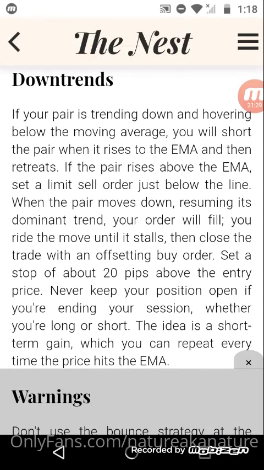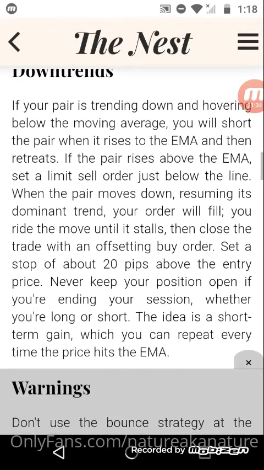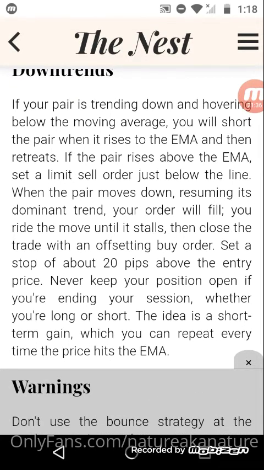So you will wait for the price to rise up, and once price rises up, you set in a limit sell order, because price is going to rise up on a downtrend. It's going to rise up, and then it's going to go back down. So you want to place your order once price rises above your EMA and then pulls back before going back down. Then you can put a sell limit order in.